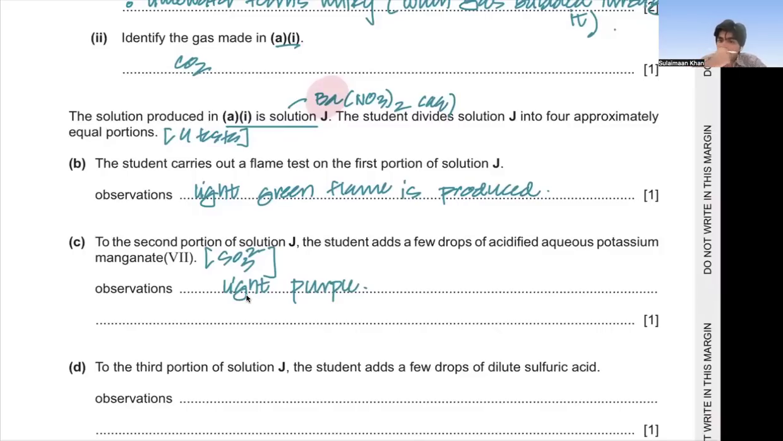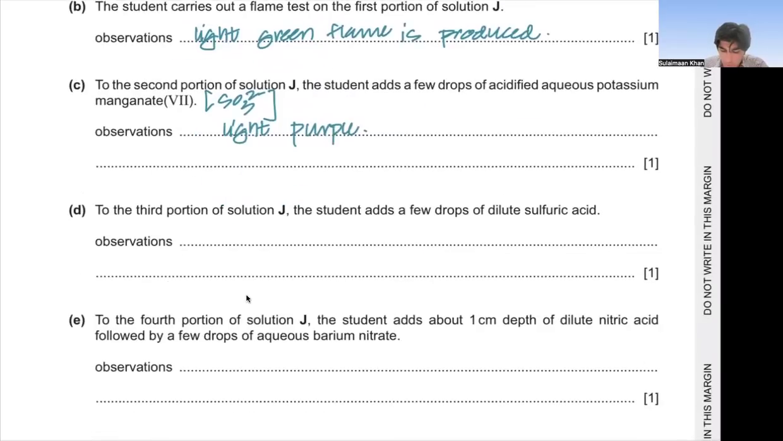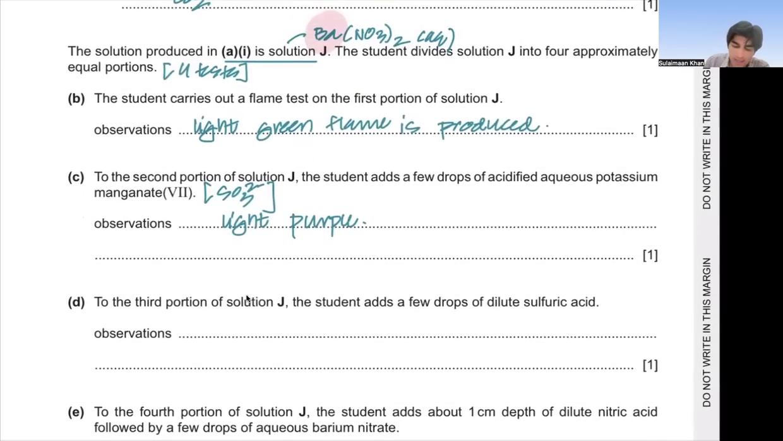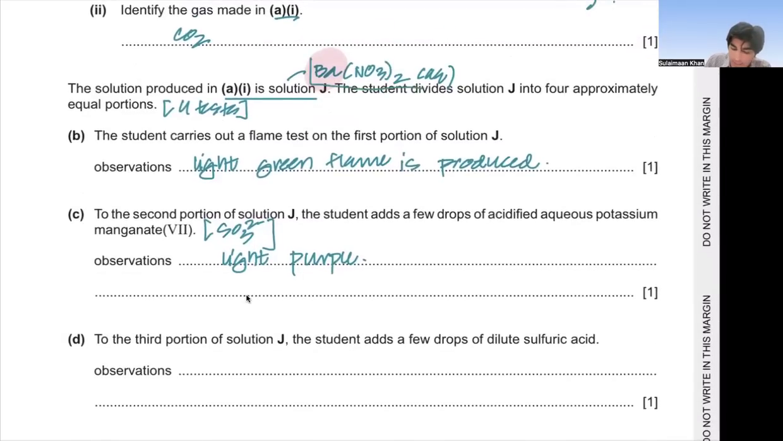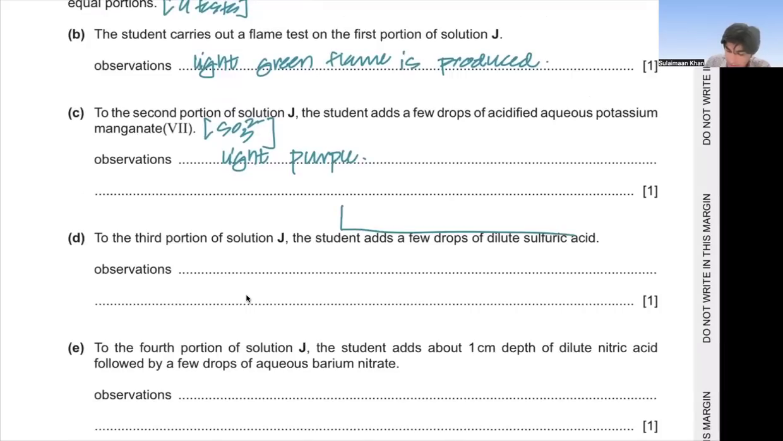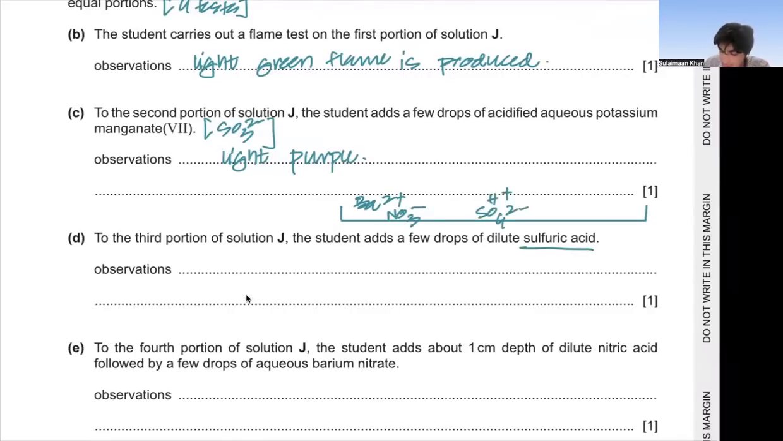To the third portion of J, a student adds a few drops of dilute sulfuric acid. Look, J is barium nitrate aqueous, which means what? Let's separate them. Barium nitrate aqueous means I have the barium 2 plus ions and the nitrate 1 minus ions. If I'm adding dilute sulfuric acid, I'm adding the hydrogen ion and the sulfate ion. That's sulfuric acid, right? But if you look at all of these ions, 2 of these ions are going to precipitate. When two ions collide, they are going to precipitate.